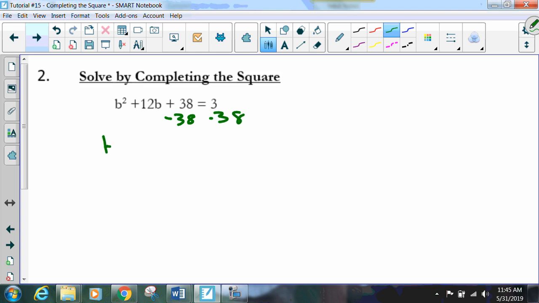and I'll end up with b squared plus 12b. I'm going to put a little blank. Negative 38 plus 3 is negative 35. All right, now we're going to do our 3 steps.